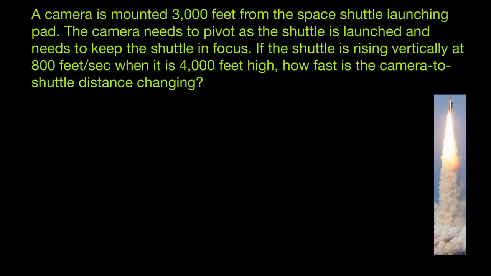All right, next one, a camera is mounted 3,000 feet from the Space Shuttle launch. So we've got a camera down here. The camera needs to pivot as the shuttle is launched and needs to keep the shuttle in focus. If the shuttle is rising vertically at 800 feet per second, so that would be a dh/dt measurement, when it is 4,000 feet high, so that would be our h value. How fast is the camera to shuttle distance changing?